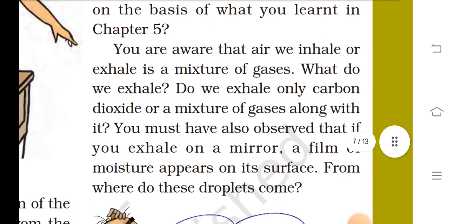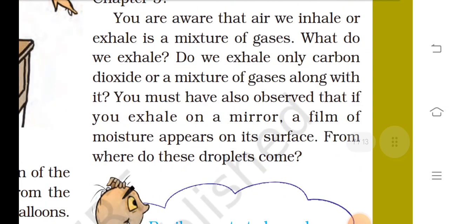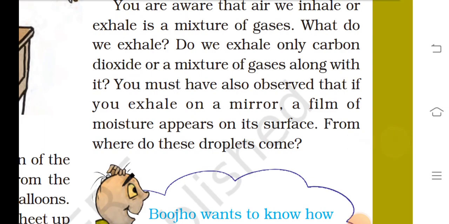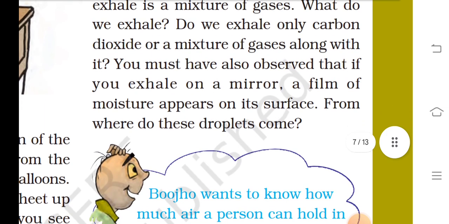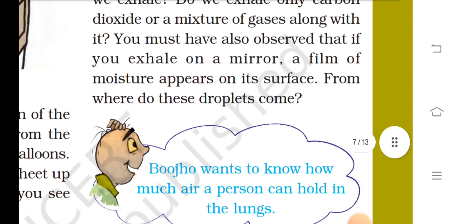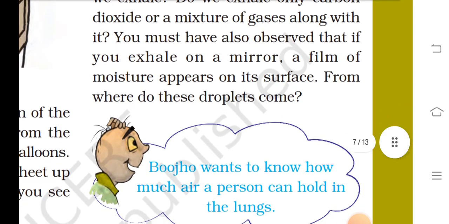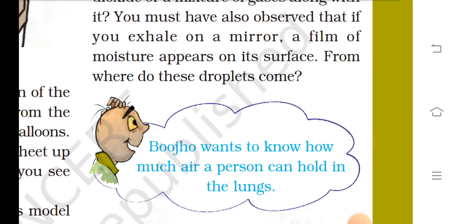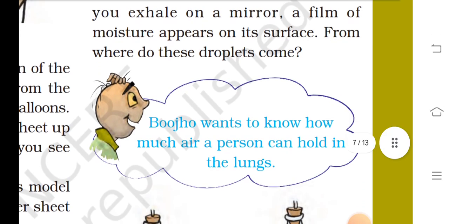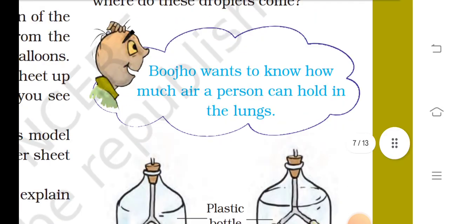You are aware the air we inhale or exhale is a mixture of gases. What do we exhale? Do we exhale only carbon dioxide or a mixture of gases? You must have also observed that if you exhale on a mirror, a film of moisture appears on its surface. From where do these droplets come?